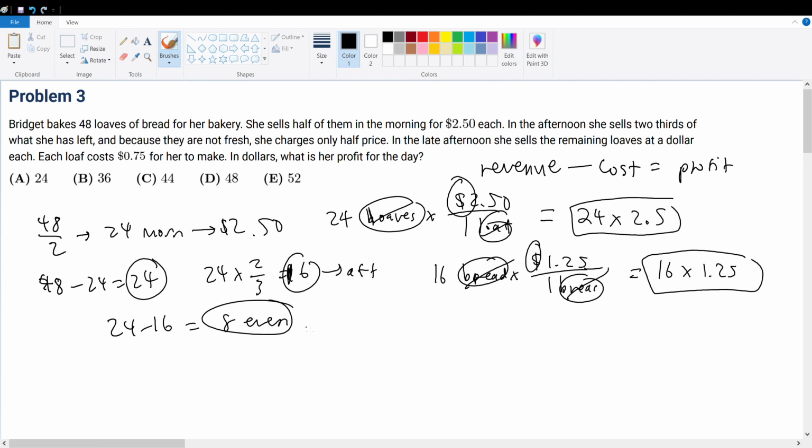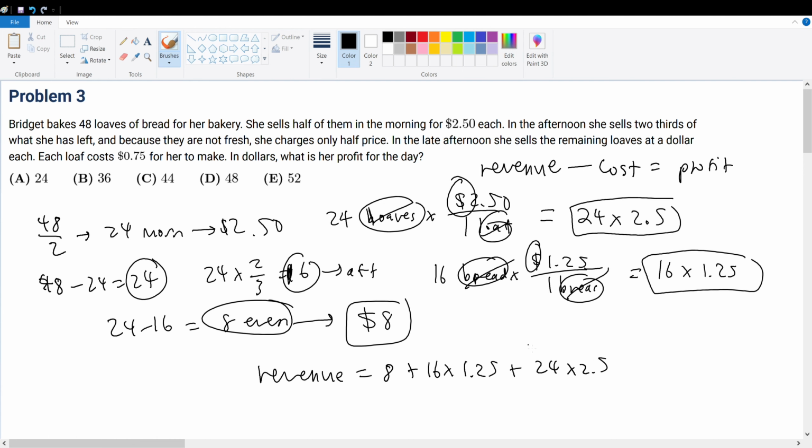Now for the evening, she sells 8 of them, in the late afternoon rather. She sells the remaining loaves at $1 each. So that means she gets $8 in revenue in the evening. So her total revenue is going to be equal to 8, plus 16 times 1.25, plus 24 times 2.5. But then it tells us each loaf costs 75 cents to make, and she made a total of 48 loaves. So subtract the cost, which is 48 times 0.75, and you solve the question.